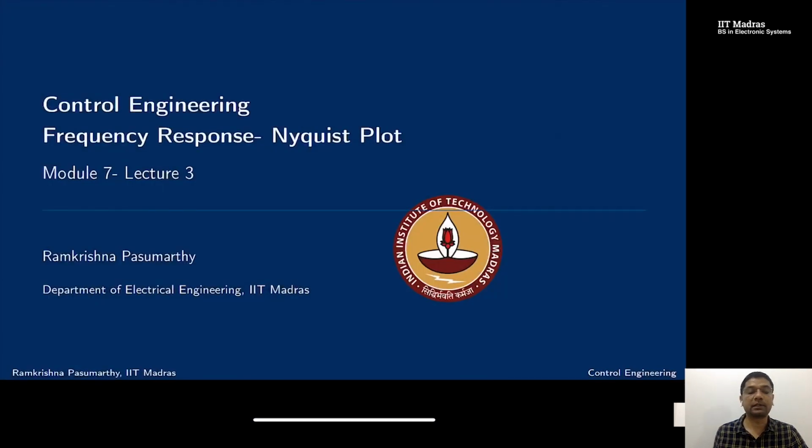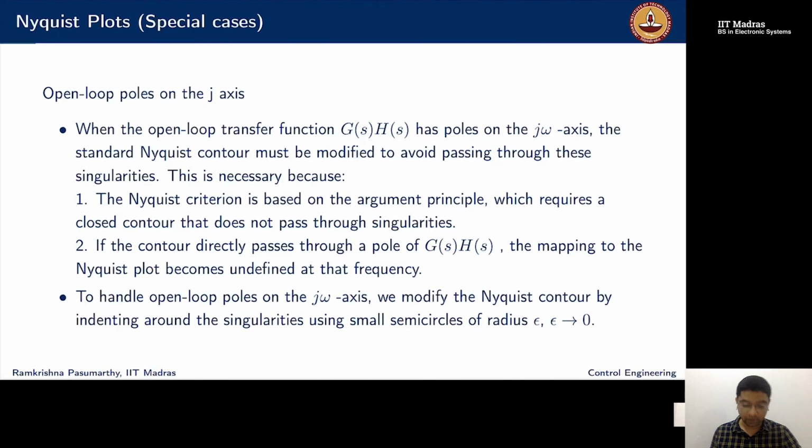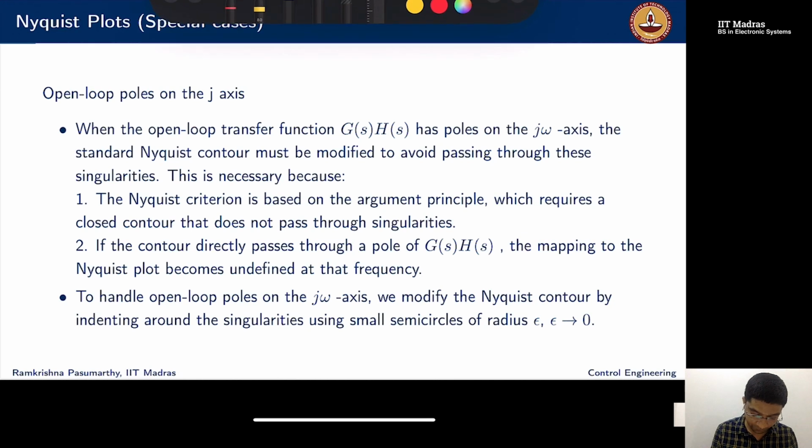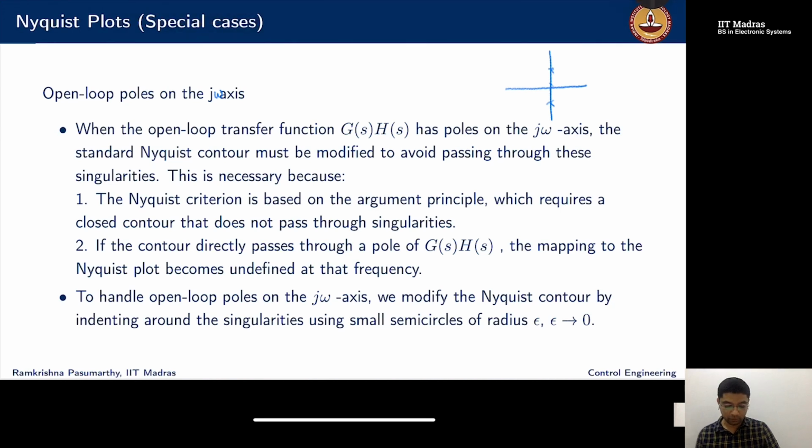Welcome to lecture number 3 of module 7 of the week on control engineering. We'll now look at special cases of what we just talked about, when I have open loop poles on the j omega axis. Somewhere maybe I have a pole here or a pole here. When the open loop transfer function has poles on the j omega axis, the Nyquist contour must be modified to avoid passing through these singularities.